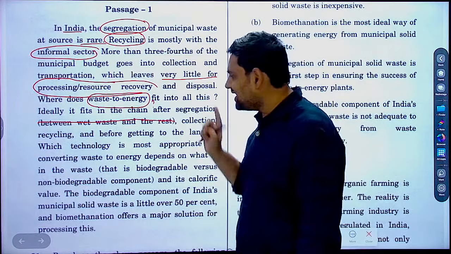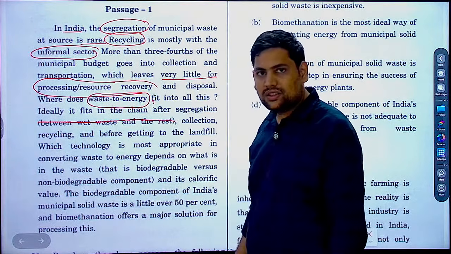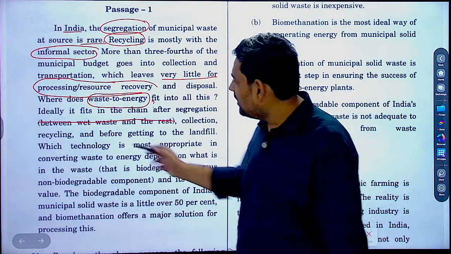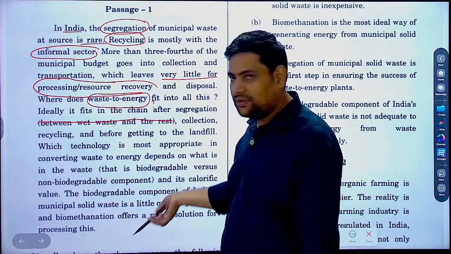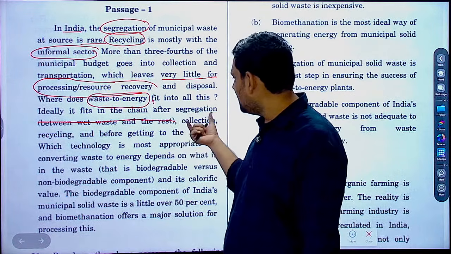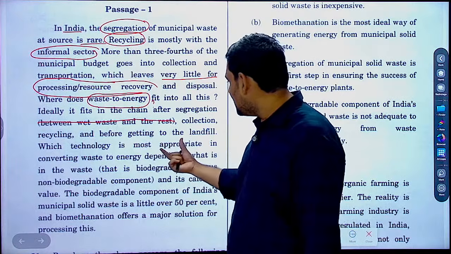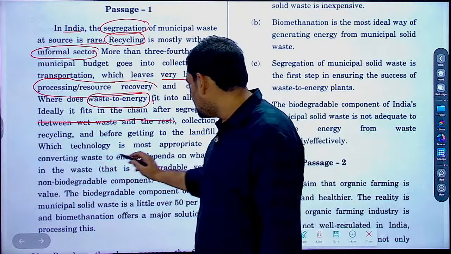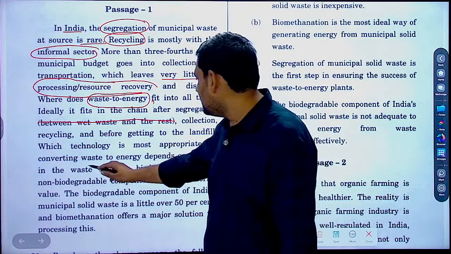Like you understand segregation, na? Then why do you have to read this? You need not read it. If you don't, then you can read it. Then collection, recycling, and before getting to the landfill. So here waste to energy will fall somewhere between here, that is after segregation, collection, recycling, but before throwing it to the landfills. Then which technology is most appropriate in converting waste to energy?